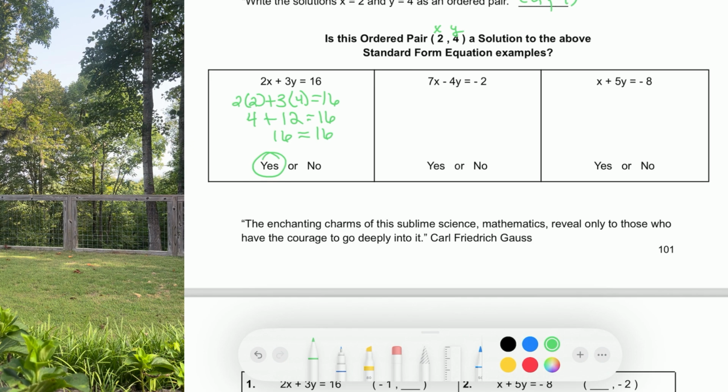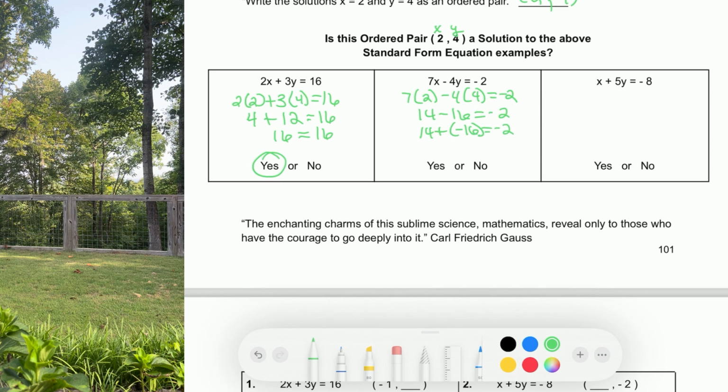Let's look at the next one. Plug in my x as 2, my y as 4. And that equals negative 2. 7 times 2 is 14. 4 times 4 is 16. So I have 14 minus 16 equals negative 2. I'm going to change that. Keep it, change, change.